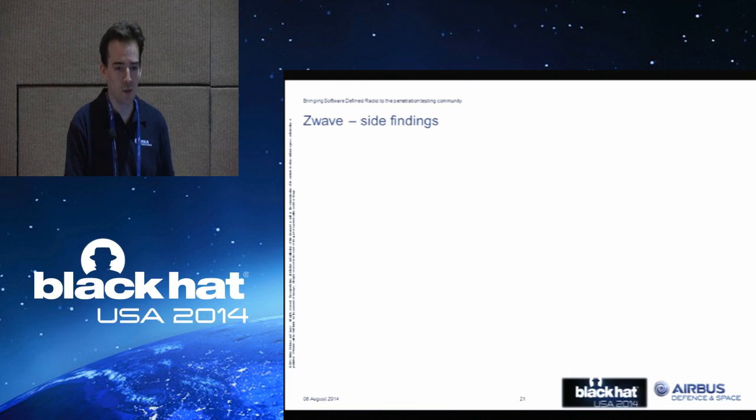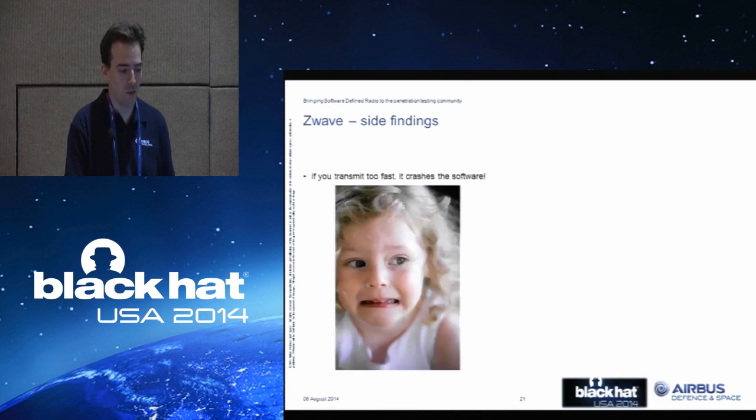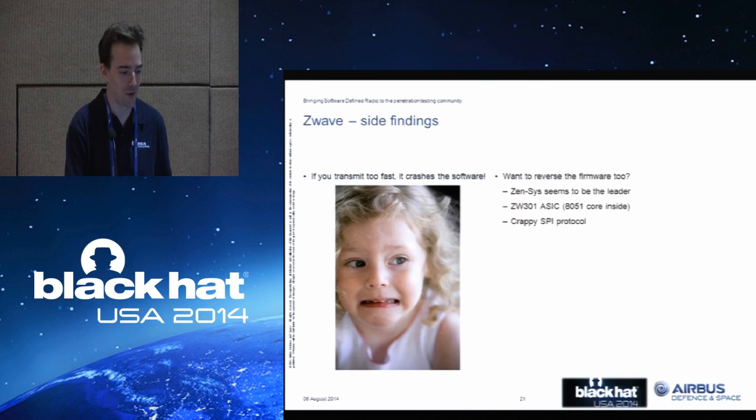Side findings we had on the devices. Well, the first one is pretty annoying. If you transmit too fast, it crashes the software. It's not hardware related, it's just the OpenZWave stack that is a bit crappy. So we had to hardcode timers again to slow down the transmission. Even going through Python, UDP, C++, etc., it's still too fast for OpenZWave.